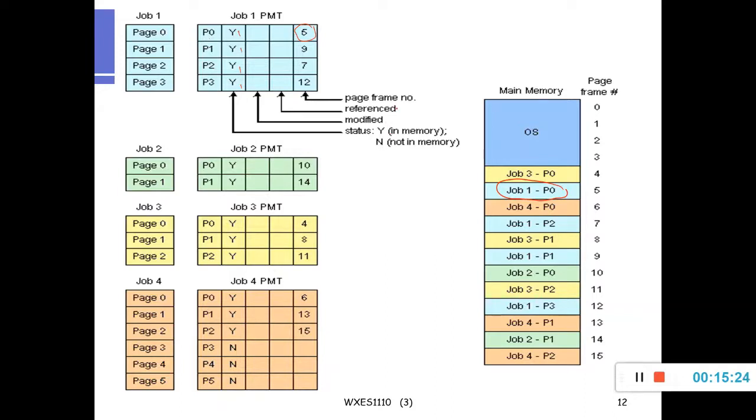Modified and referenced we will learn later in the next example. Status is yes or no, 1 or 0, whether it is in memory or not. Modified: if the content in memory has not been modified, it need not be rewritten to secondary storage. So you don't have to swap, read or write it on the secondary storage.